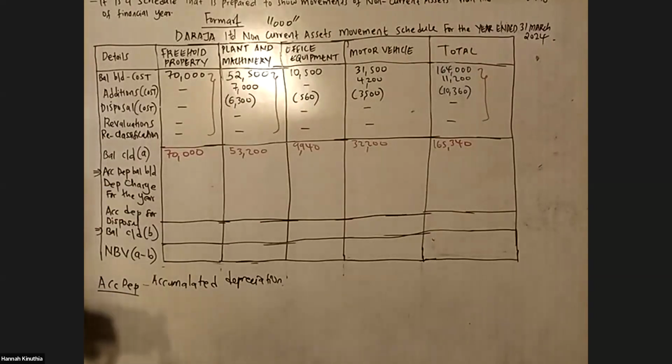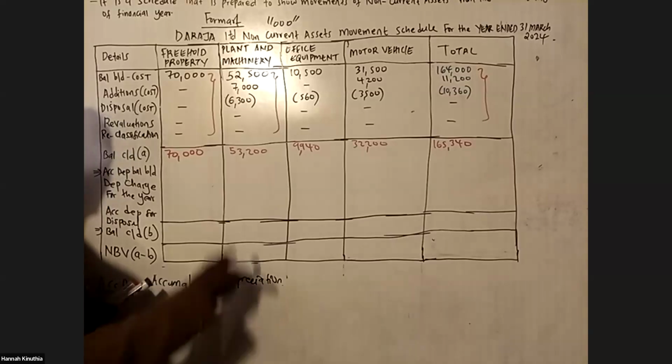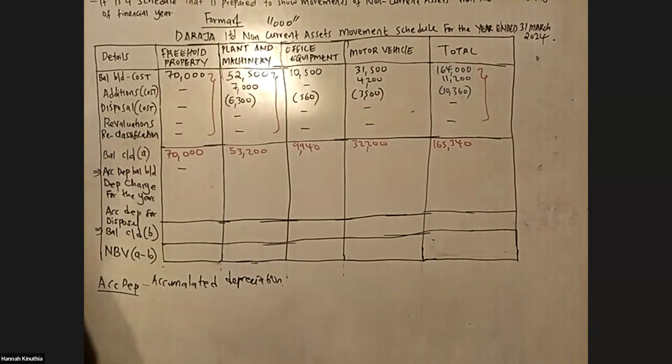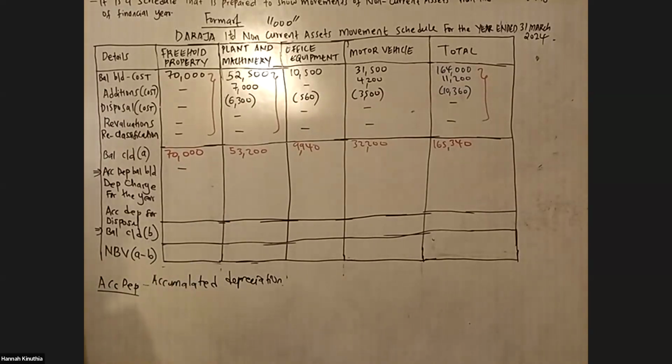Now, let's go to accumulated depreciation. Do you have accumulated depreciation in the question? Yes, we have it. Pale juu, information number 1. Freehold property, the cost of 70,000. Accumulated depreciation hakuna. Can you see it there? We don't have accumulated depreciation for this one. What about accumulated depreciation for plant and machinery? How much is it?